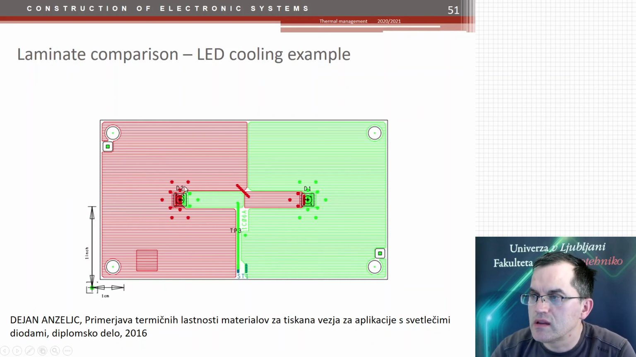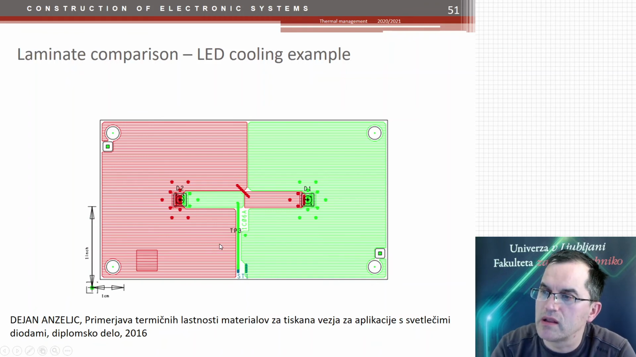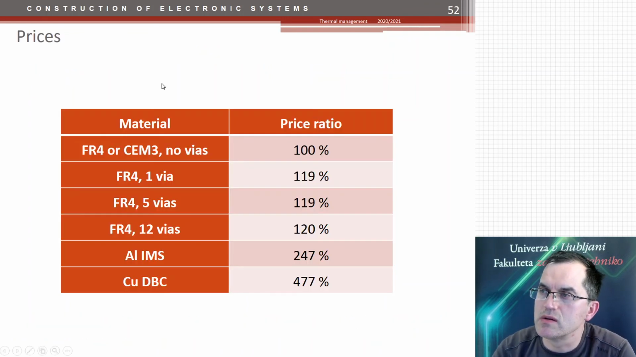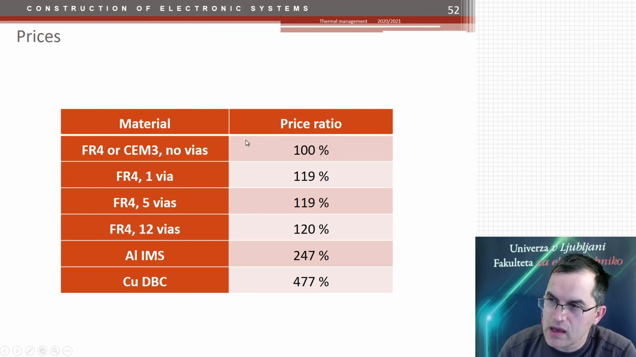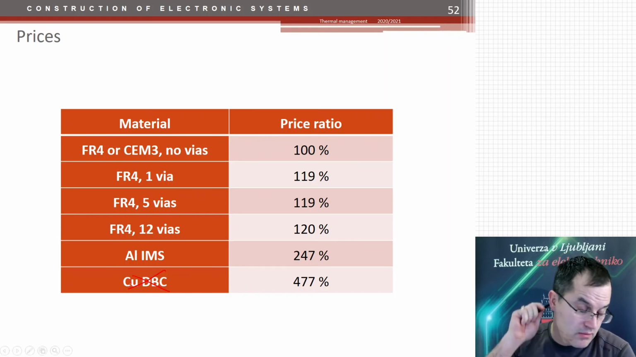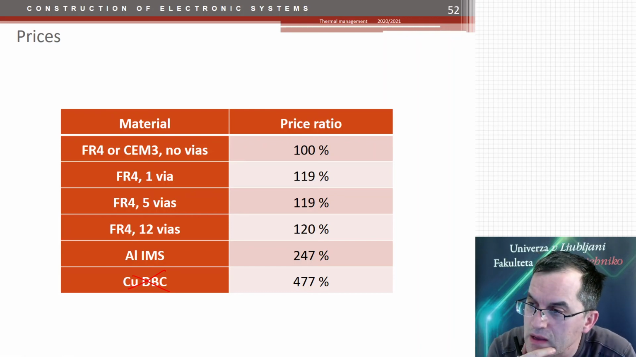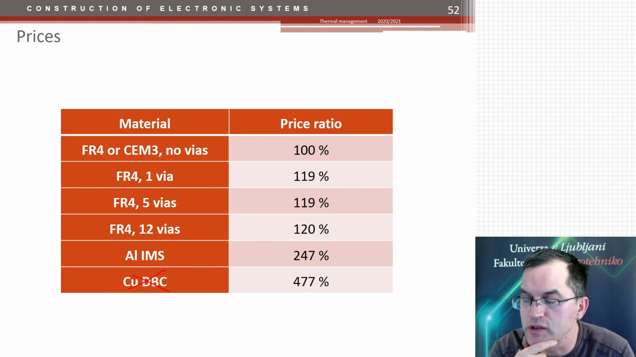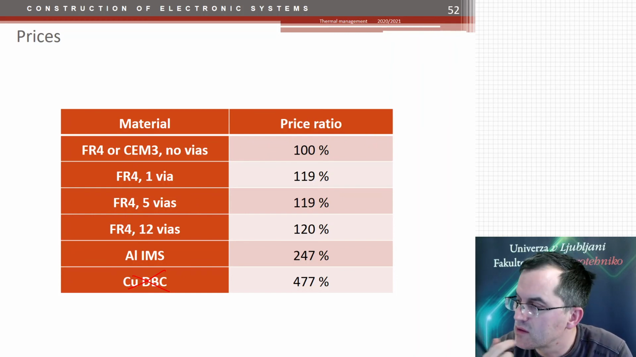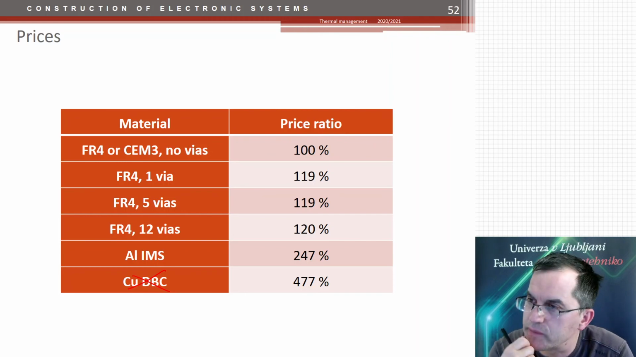And he used different numbers of thermal wires and different materials for the laminate. So he used FR4 without wires, or FR4 with one wire, 5 or 12 wires, and then he also used aluminum IMS. He didn't use direct bonded copper, because that would be the most expensive material. He did not want to even try, because in the automotive industry, you all know how they are trying to get the cost down.